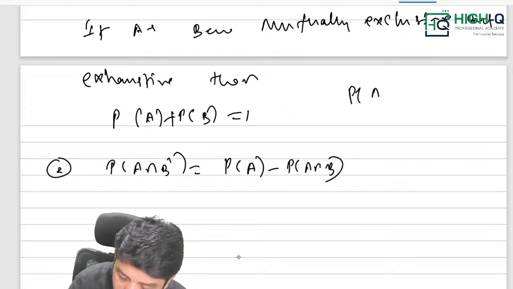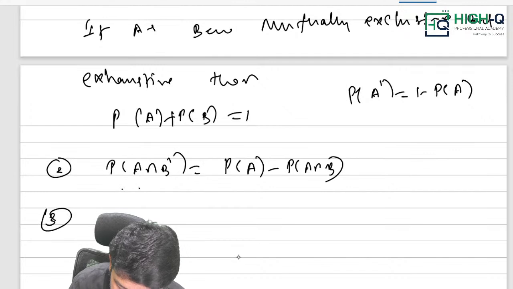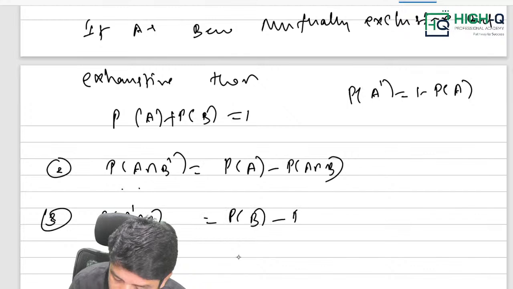Of course, everyone knows P of A dash is equal to 1 minus P of A, correct? So P of A intersection B dash is what? P of A minus P of A intersection B. What is P of A dash intersection B? P of B minus P of A intersection B.